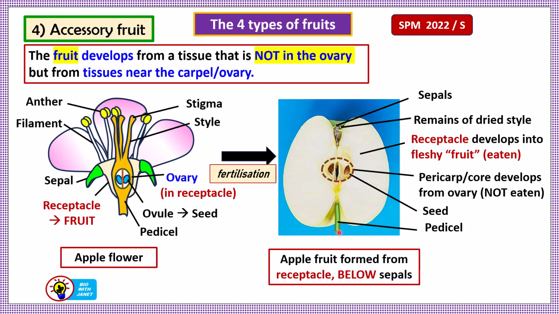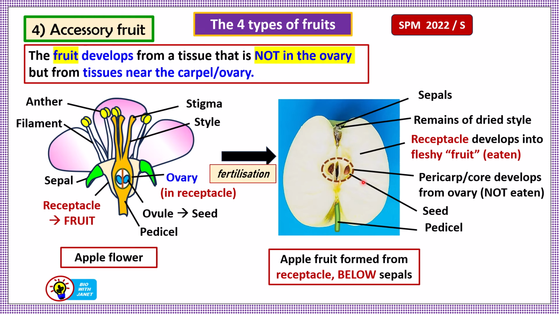And this is the pedicel, which is the flower stalk and also the fruit stalk at the end. Okay, the sepals at the top here will dry up. So these are remains of the style. The style will dry up. The sepal also dries up. See or not? So only this part develops to form the fruit. The style will dry up. Even this green part, the sepal, will dry up. But the receptacle below is the one that develops. Okay, right. So the receptacle develops into the fleshy fruit, and the ovary does not develop.